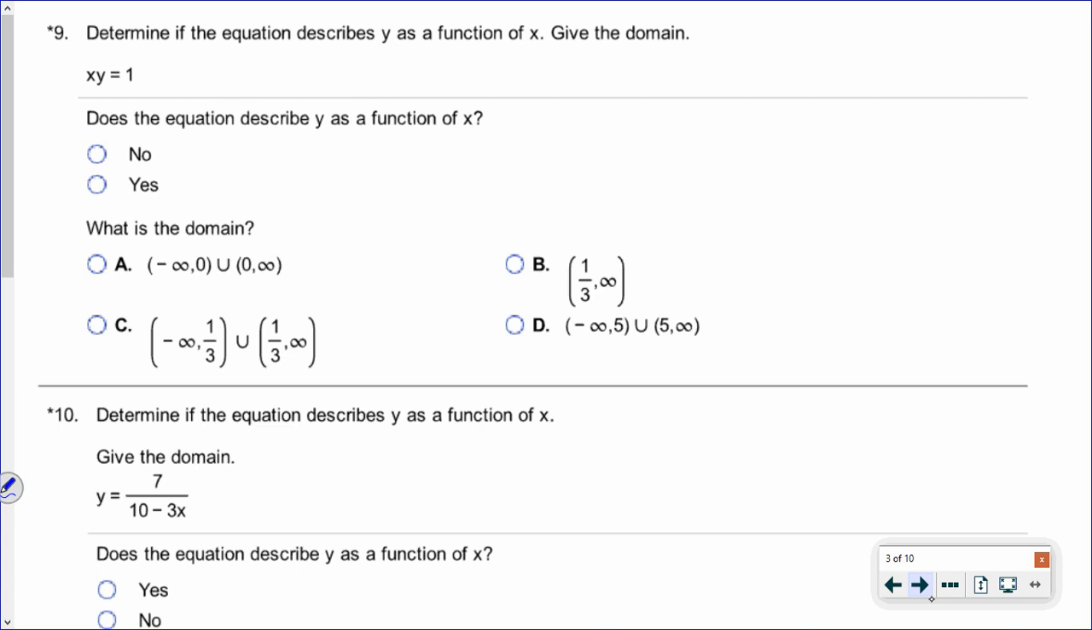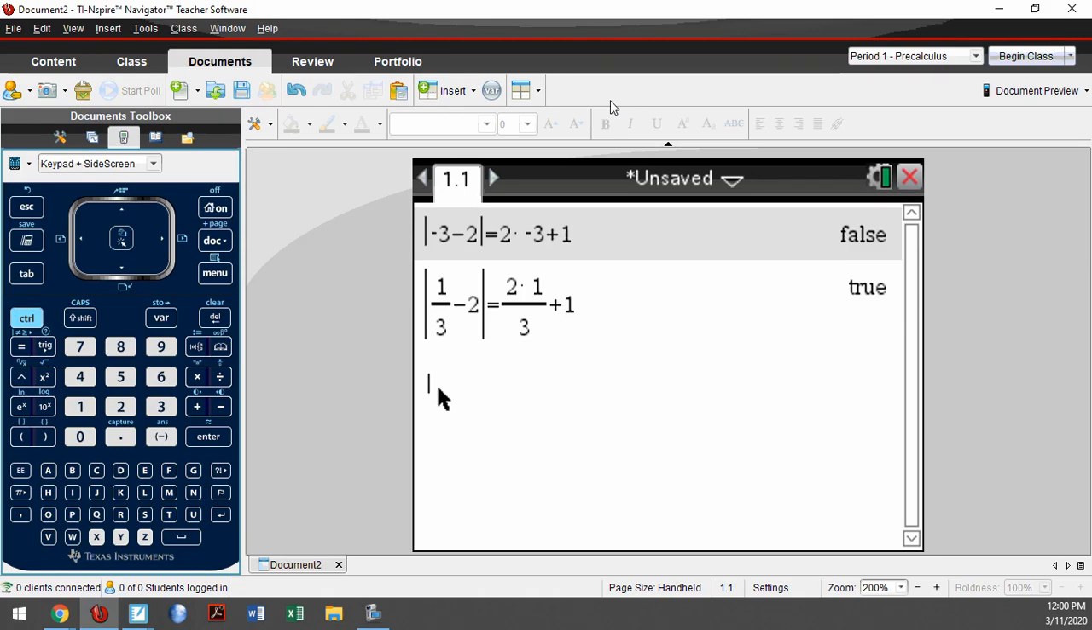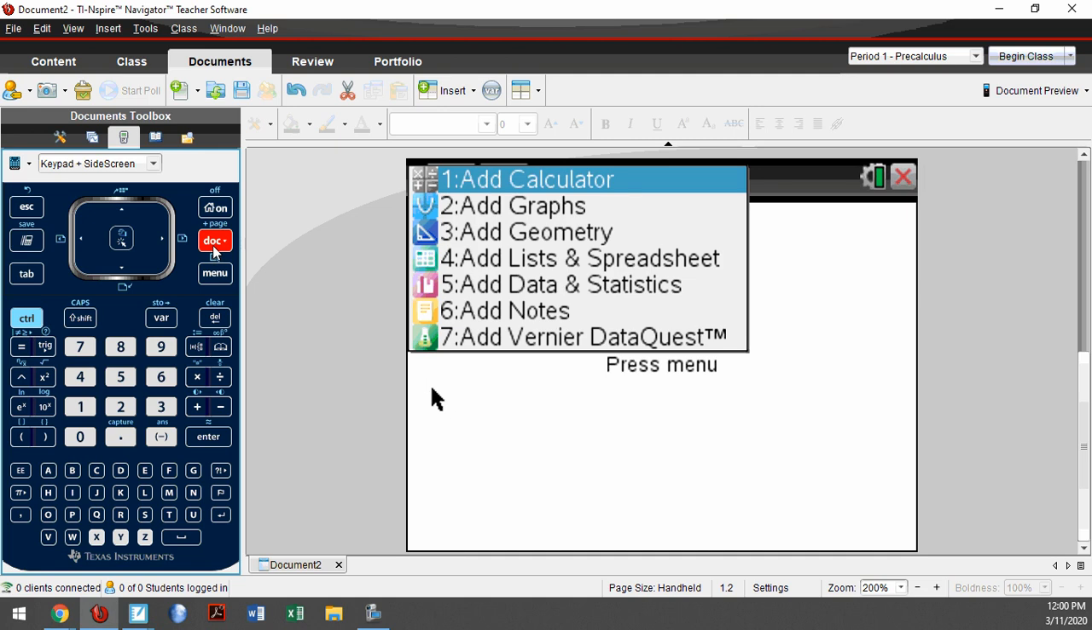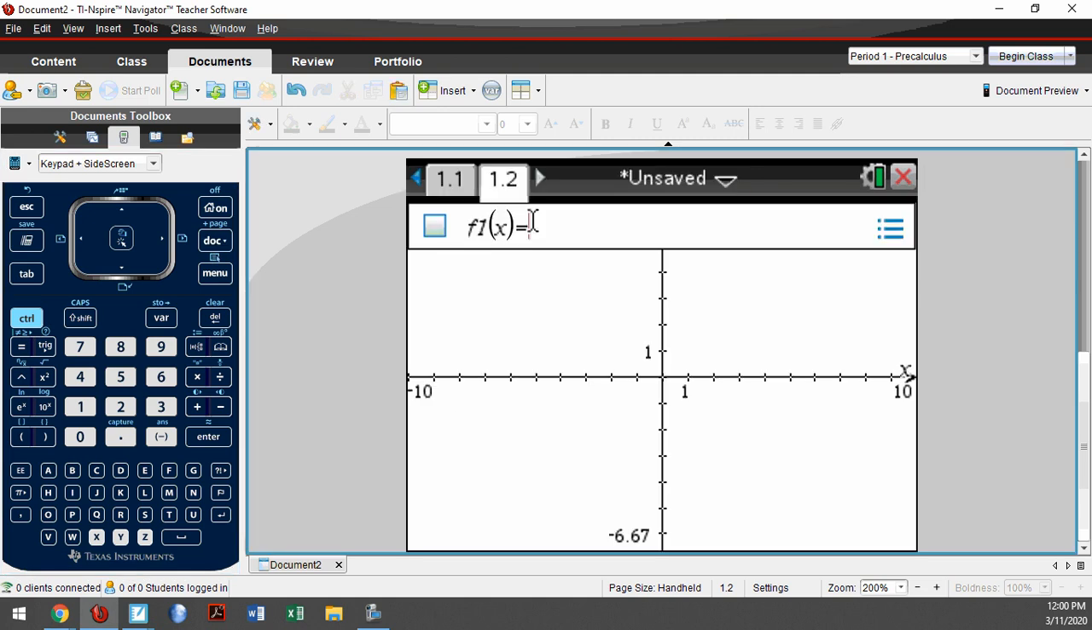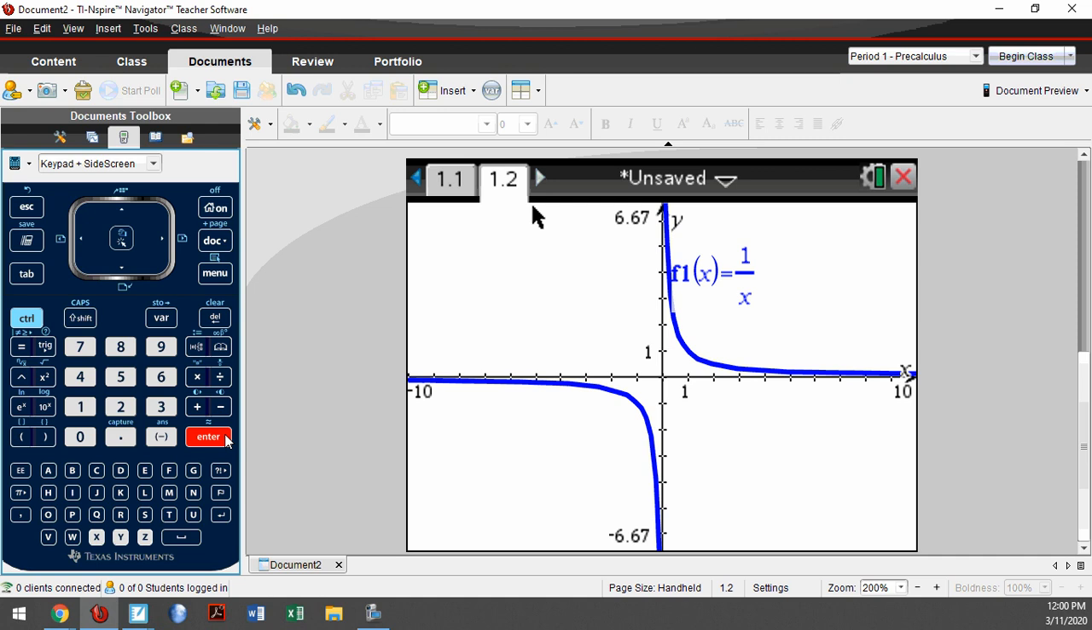Okay, number 9. Not as concerned with number 9. However, you can solve for y by saying y is equal to 1 over x. And when you graph this thing, when in doubt, graph it out, right? If I do Control-Doc and add a graphs page, I'm going to have 1 divided by x and hit enter. Do we see that graph? That is the graph of it.